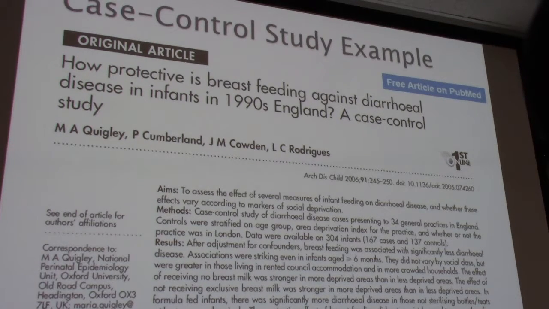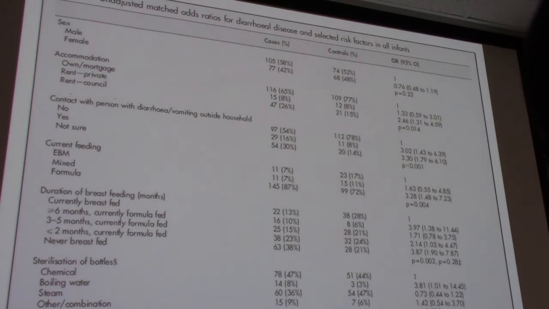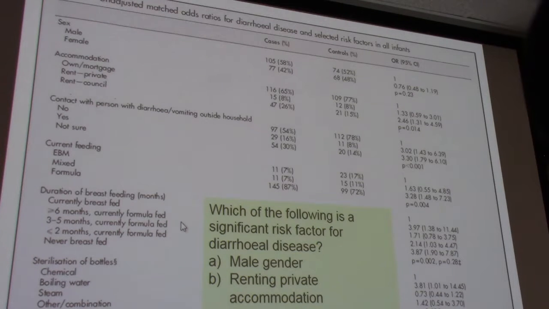So this is a study on breastfeeding, it's one of my favorite topics. It looks at breastfeeding and diarrheal disease in a case control study. Here are some results from that study, looking at cases and controls and the prevalence of different potential risk factors in those babies. Based on this table, which of the following is a significant risk factor for diarrheal disease? Male gender, renting a private accommodation, mixed feeding, formula feeding, or all of the above.